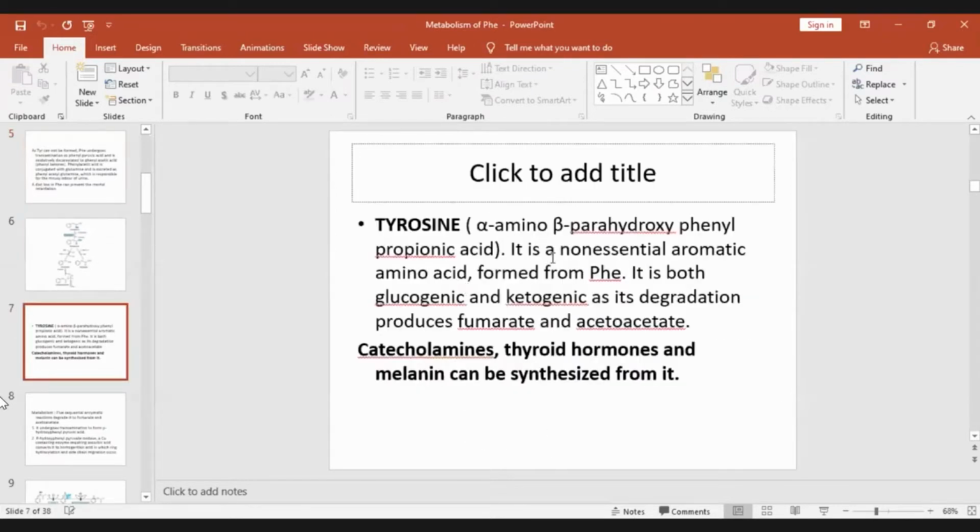Coming to tyrosine, as I told you, the only difference between that and phenylalanine is the hydroxyl. So alpha amino beta hydroxyphenyl propionic acid is tyrosine. It becomes non-essential because it is synthesized from phenylalanine. It is an aromatic amino acid, both glucogenic and ketogenic, and its degradation produces fumarate and acetoacetate. The important products formed from tyrosine are catecholamines, thyroid hormones, and melanin.